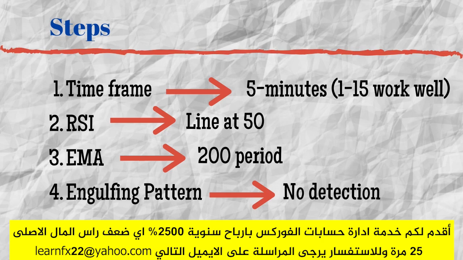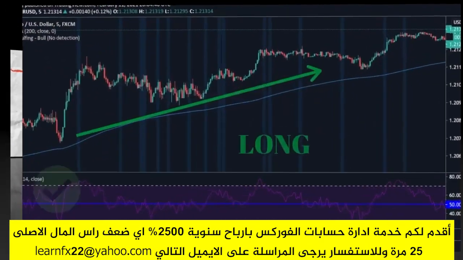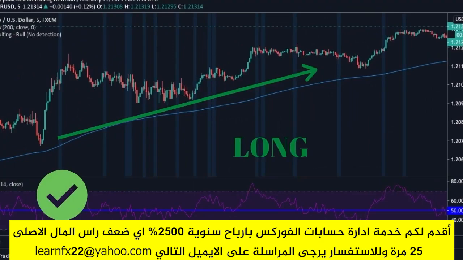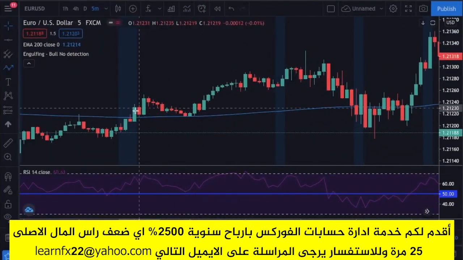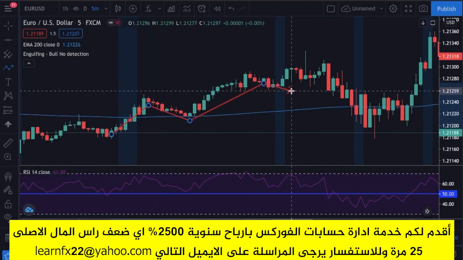Here comes the best part now. I will show some examples, and hopefully, you will understand the strategy better. First, I will show you the long setup. Remember what I told you at the beginning of this video. We will go long, only if the price is above the 200 period EMA. To go long, we will wait for a bullish engulfing pattern to occur.